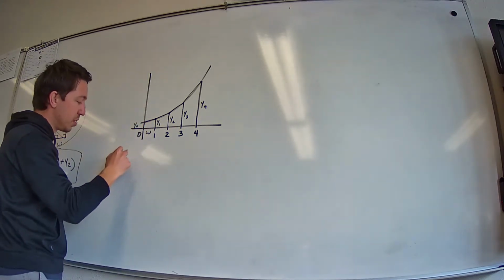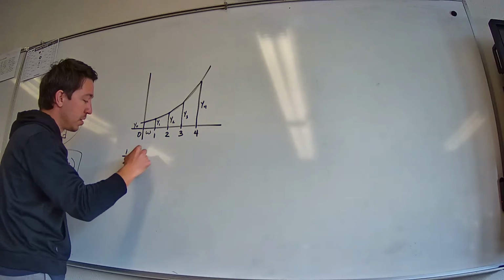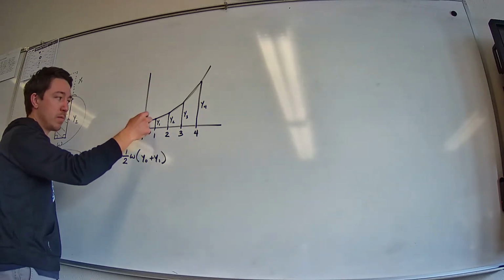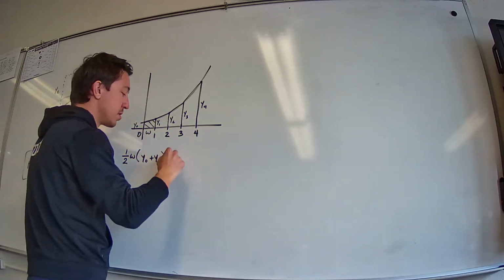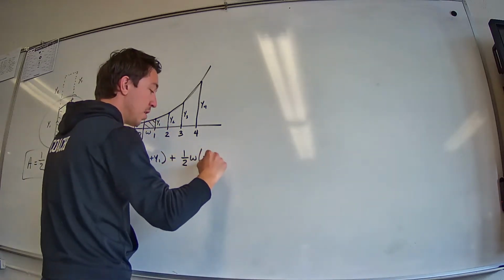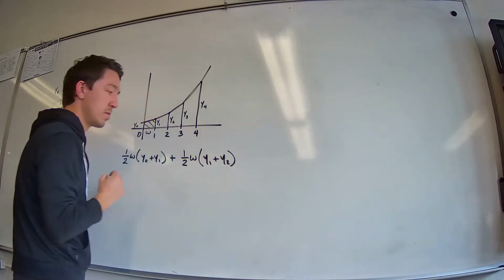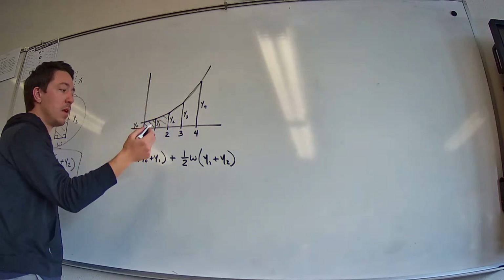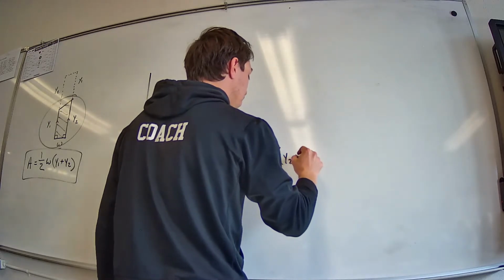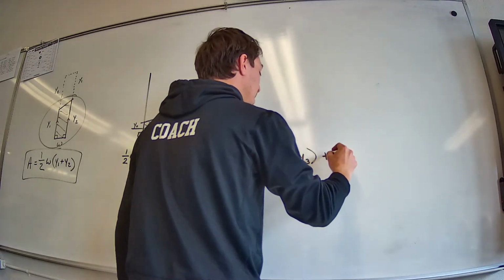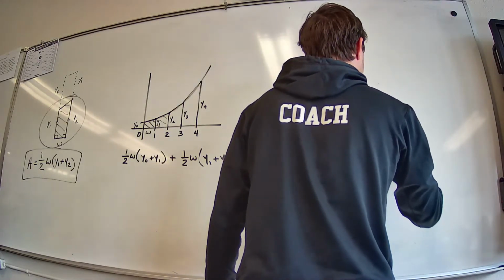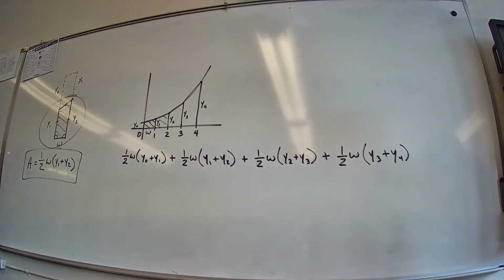You go, oh, okay, well, this first trapezoid is 1/2 times W times y0 plus y1, right? That's the first trapezoid. Plus 1/2 times W times, look at this next one, it's y1 plus y2, right? For the next one? Yep. How about the next one? It's 1/2 times W times y2 plus y3. And the last one is 1/2 times W times y3 plus y4. Do we understand?